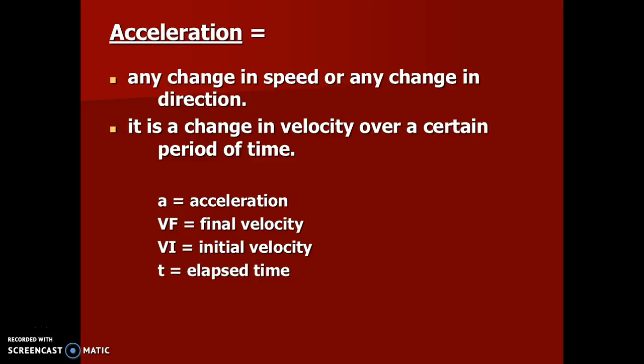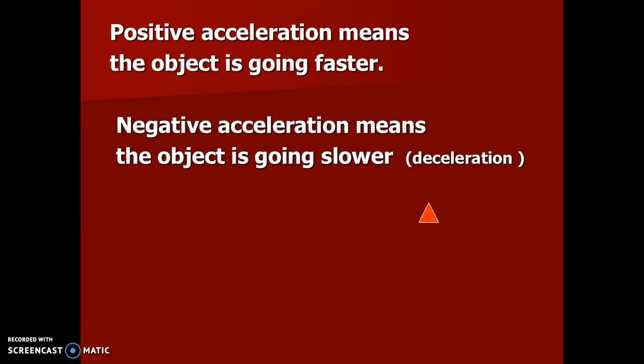The letters that you need to know: A is going to equal acceleration, VF is final or ending velocity, VI is initial or beginning velocity, so what the body started at, and T is going to be time. There is no fancy formula, or I'm sorry, a fancy triangle for this, so you will kind of have to be able to plug these into a formula. Positive acceleration means the object is going faster. You should highlight that. Also highlight that negative acceleration means the object is going slower, or it's also called deceleration.